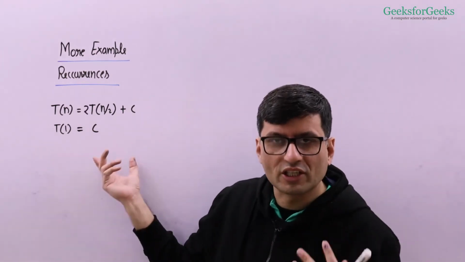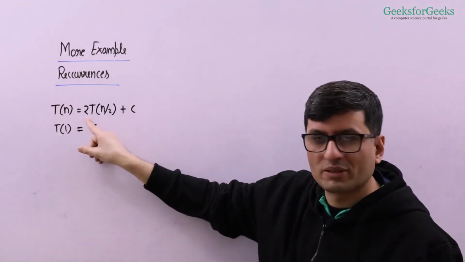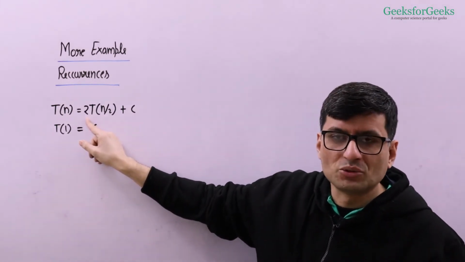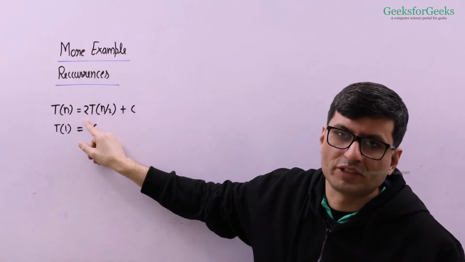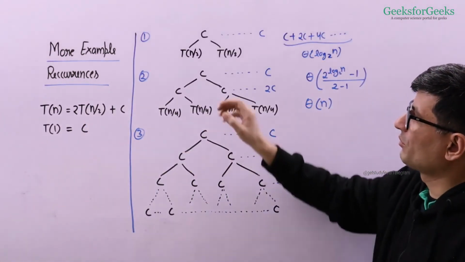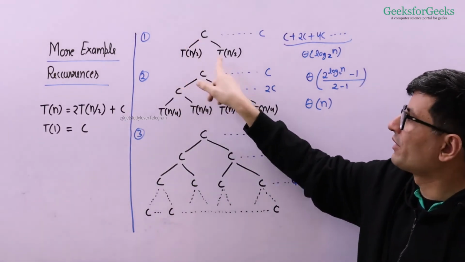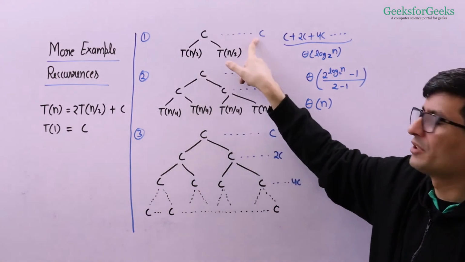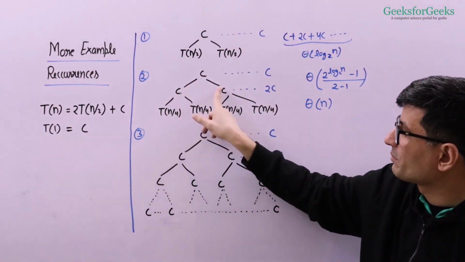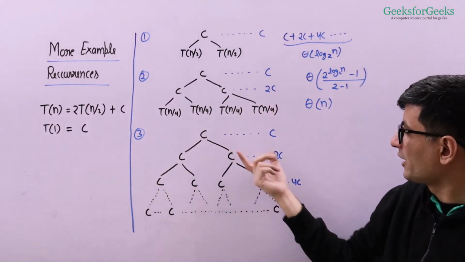Now here is a third example for you. Please take a closer look at this recurrence. I have 2 Tn by 2 now. Earlier I had Tn by 2. Pause this video, use the recursion tree method and find the value of Tn. Here is the recursion tree solution for this recurrence. What I have done here is, I have first written the non-recursive part, then I have written the recursive parts. We are doing C work here, then I have further broken it down, non-recursive parts and then recursive parts. 2C work I am doing here, then I am doing 4C work.